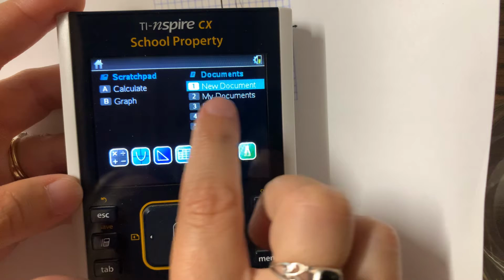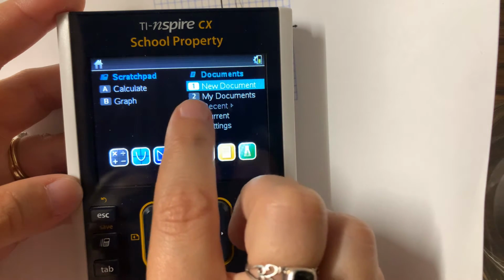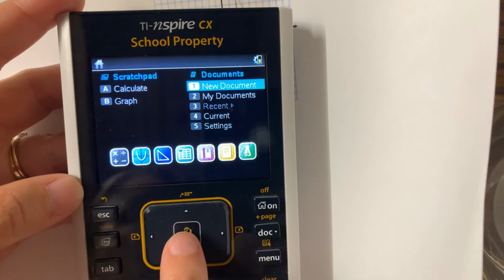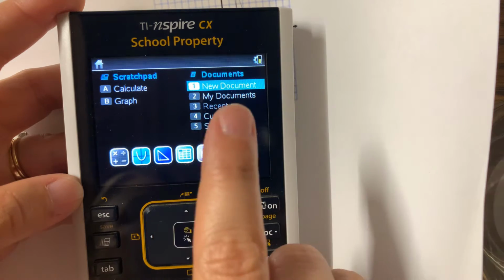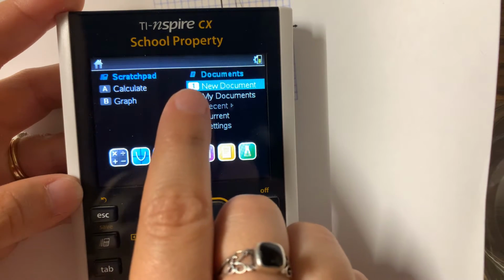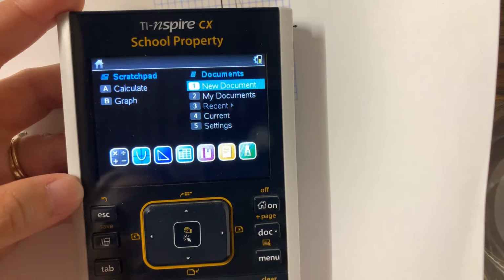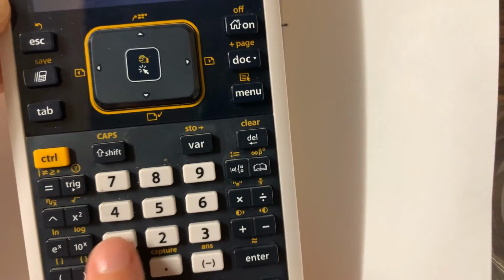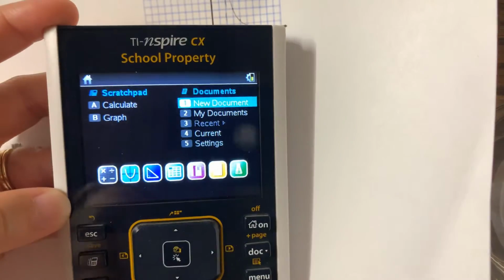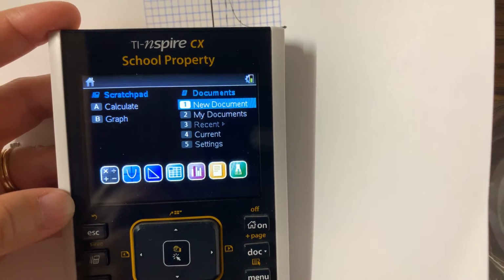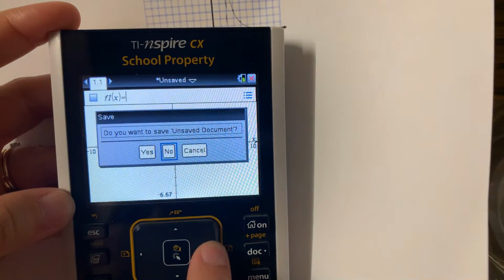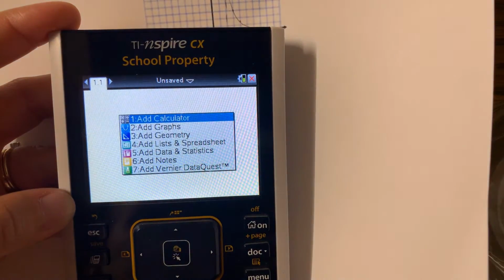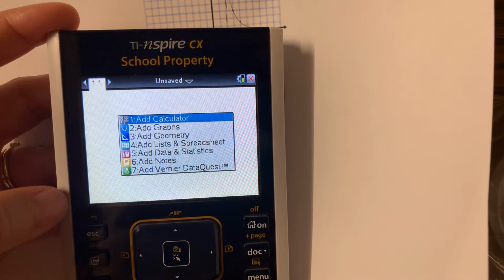You will say, yes, I want a new document. So you will either just hit this middle cursor right here because it's highlighted on what you want, or there's a 1 beside that because you can also hit the 1 on the keypad and that will get you the same result. So I'm just going to hit that middle key. No, I do not want to save it. I don't ever save anything on here, but you can if you want to keep it for later.